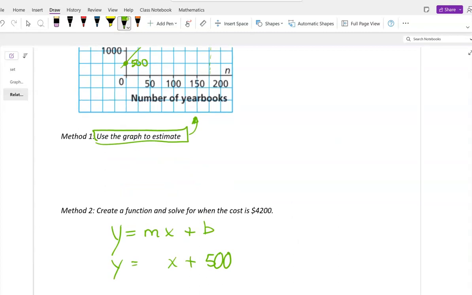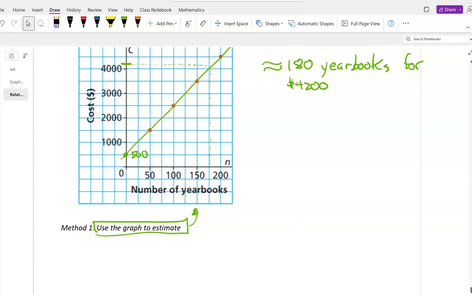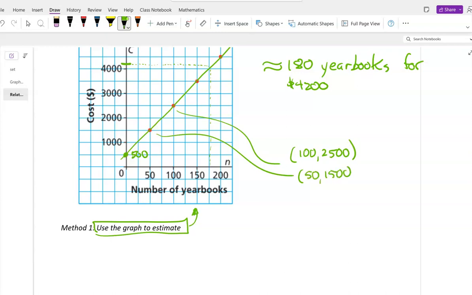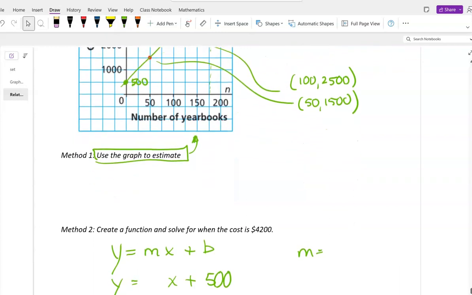All right, the question is, what is the rate of change? How much has it gone up? To do this, pick any 2 points. I'm going to pick these 2 points. This one up here is 100, 2,500. And this next one is 50, 1,500. If I pick those 2 points, I can figure out the rate of change.